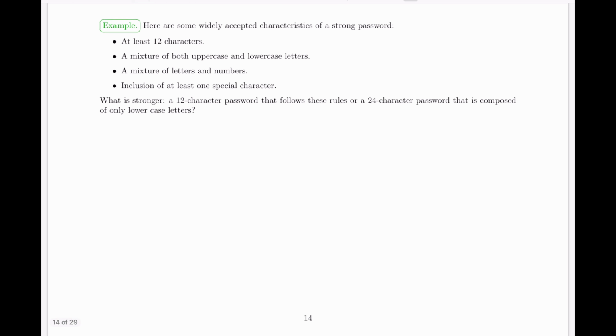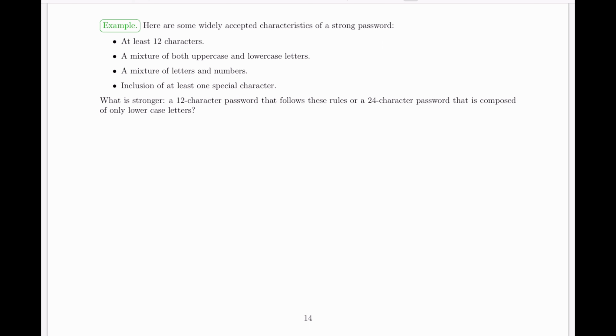Next up, let's think about the strength of the passwords. A lot of times you go to a new service, they ask you to create a strong password, and they list a bunch of prerequisites for what makes a password strong. At least 12 characters, a mixture of upper and lower case, a mixture of letters and numbers, and having at least one special character included.